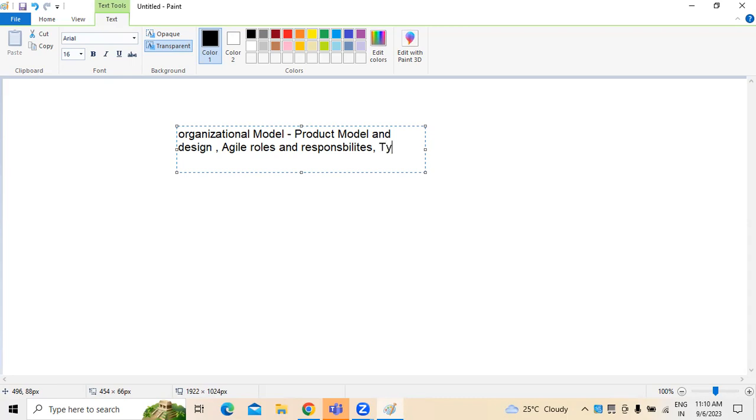At the same time, we must know about the typical team composition and resource levels. This is also one of the key and prominent elements we have to focus more on. Whatever the typical team composition and resource levels, all these come under organization model, which is the first one.